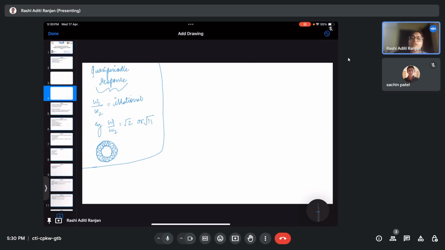The similar analogy is for a two-dimensional system also. So if I have two linear equations of this form, like my x dot is f of x comma y.